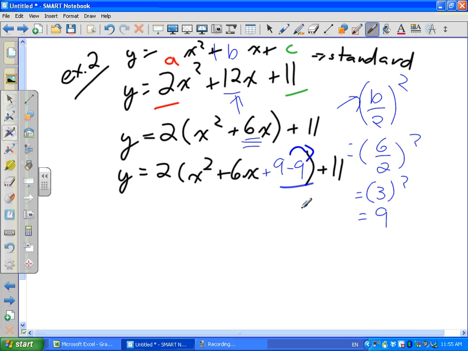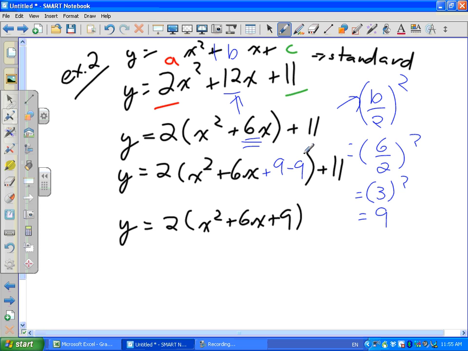number. I got to take it to the outside. Now when I take this negative 9 to the outside, I got to multiply by the first term. Last time it was 1. This time it's 2. So what is negative 9 times 2? Negative 18. So in our next step, 2x squared plus 6x, keeping the 9, positive 9. When the negative 9 goes to the outside, I multiply by the 2, so it becomes negative 18 outside of the brackets. You see how that's different? Plus 11. So now it's a different number outside the brackets because I had to multiply by that first term.